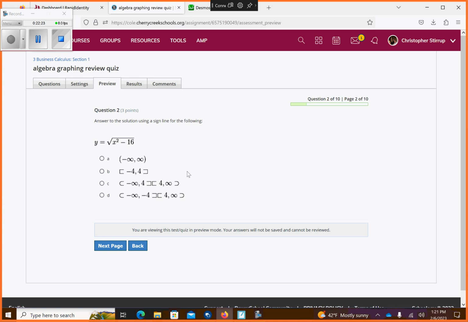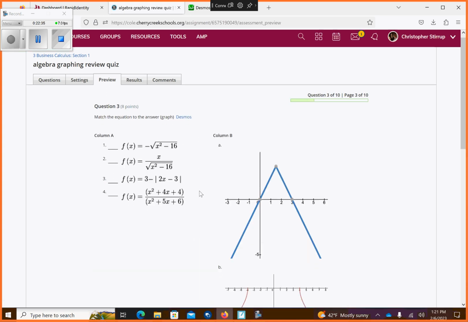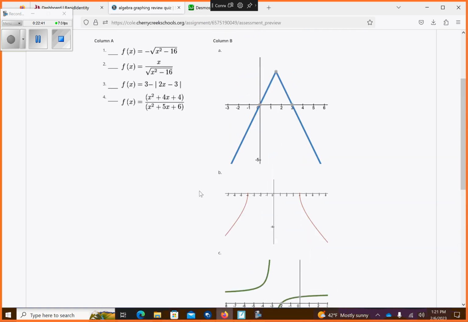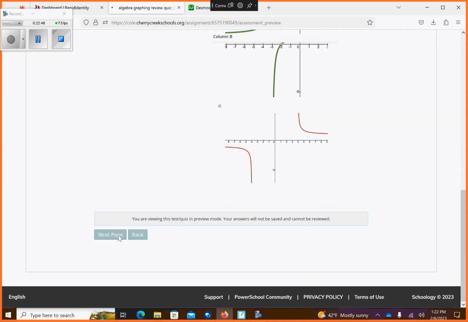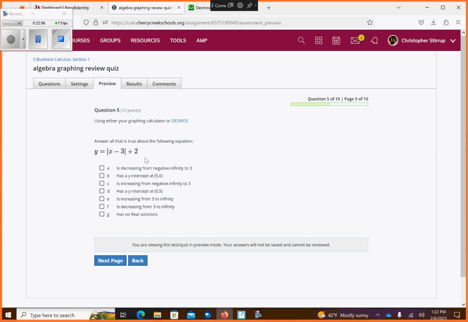And then this one, answer the solution using the sign. So the square brackets, hard brackets, things like that. And then you're matching the graph to the equation. So I'd graph those equations on Desmos and figure out which one works with what. Then answer all that is true about the following question. So there's more than one answer that is correct.